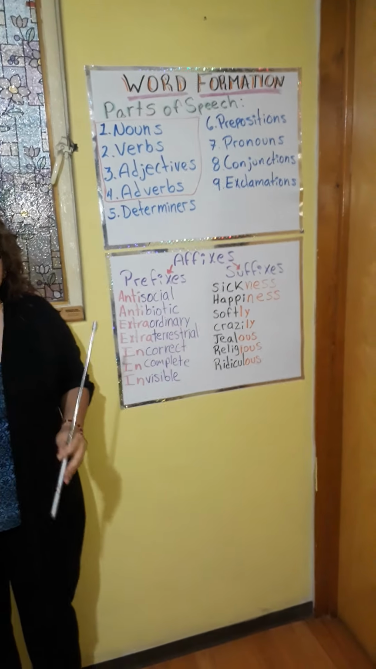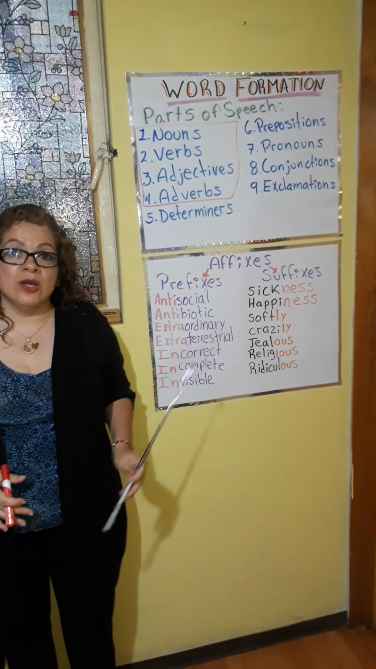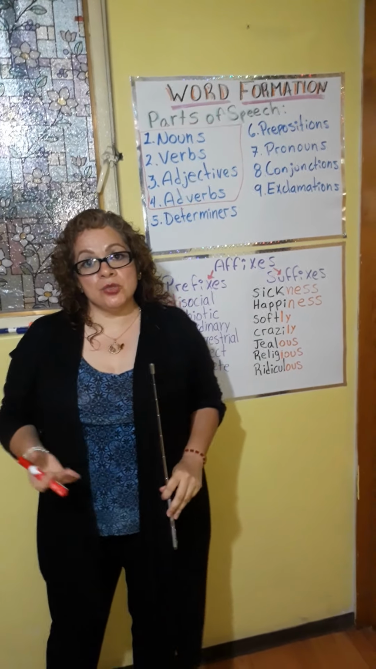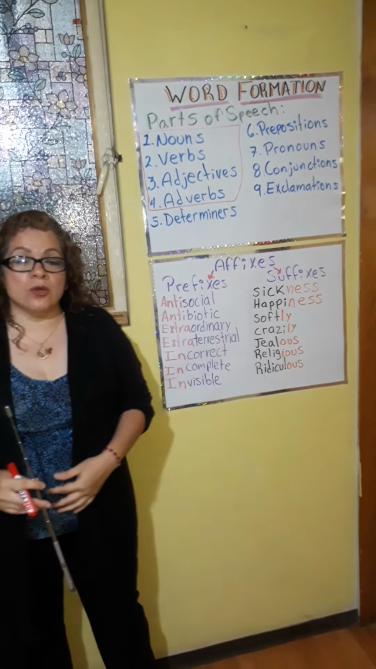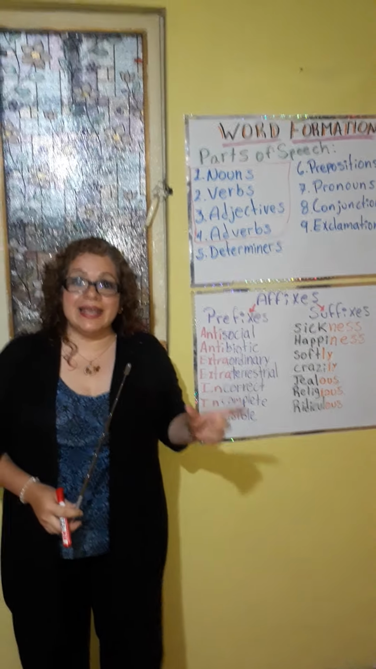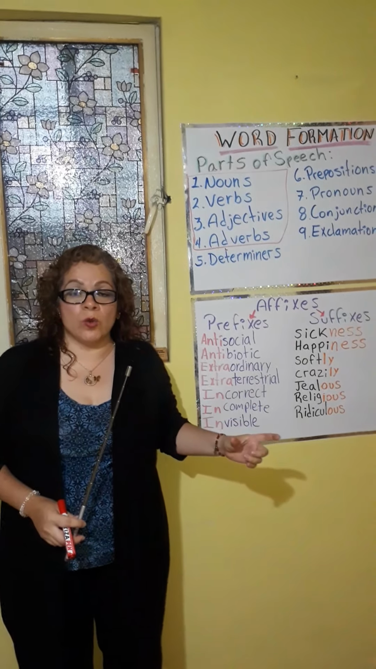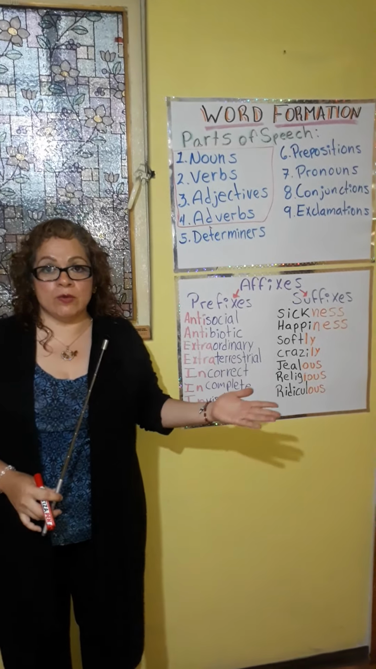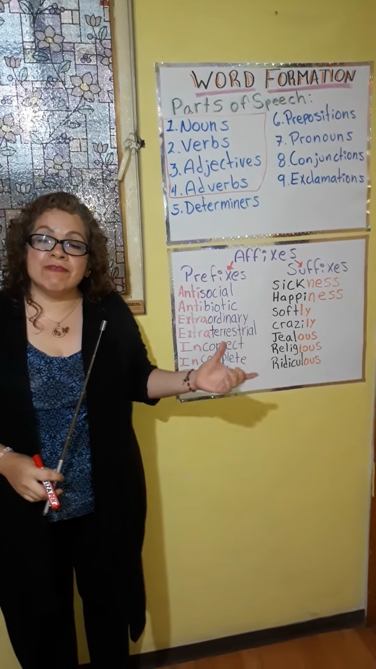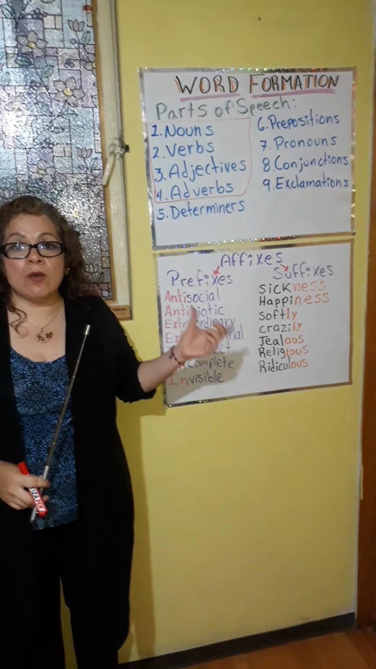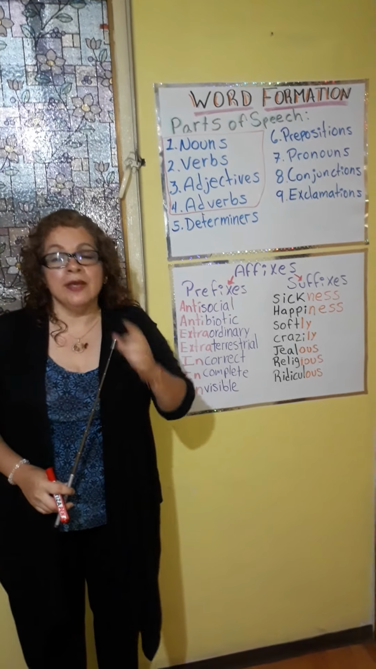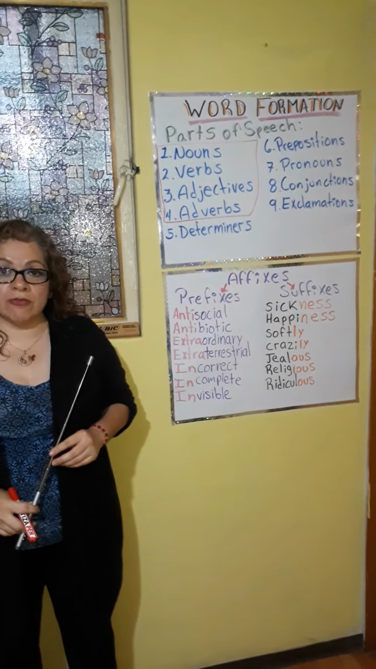Okay, now we have to check affixes. All word formation exercises imply using affixes. Affixes are divided into prefixes and suffixes. These are the letters that you add to a word in order to create a different word. It can be another noun, for example, a word of the same category, or you can change or modify the part of speech. Here you have some examples of prefixes.